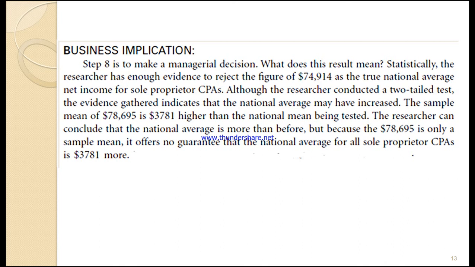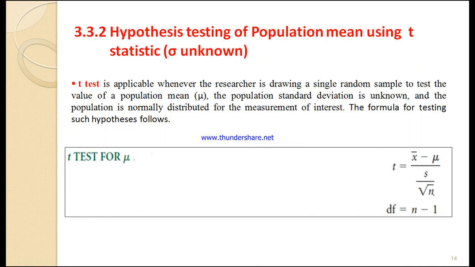The sample mean of $78,695 is $3,781 higher than the national mean being tested. The researcher can also conclude that the national average is more than before, but because $78,695 is only the sample mean, it offers no guarantee that the national average of the CPAs is $3,781 or more. This is how we can present the business implication of our hypothesis testing results.